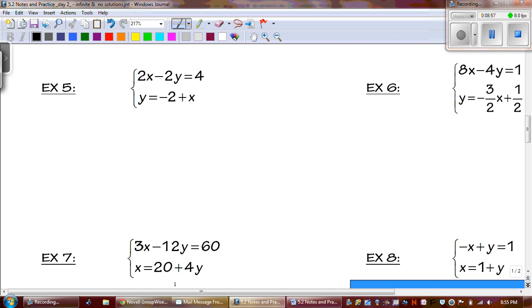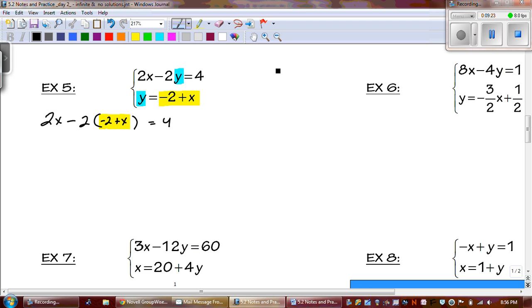Number 5. Y is all by itself, and y equals negative 2 plus x. So let's go ahead and plug that in. We have 2x minus 2 in the parentheses equals 4, and we're plugging in negative 2 plus x.